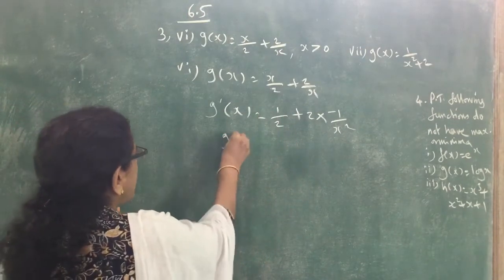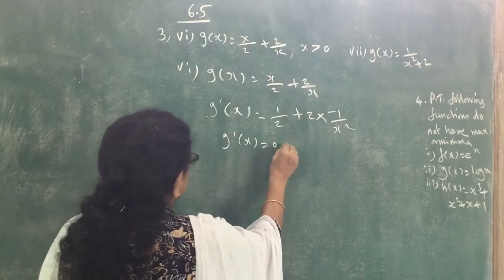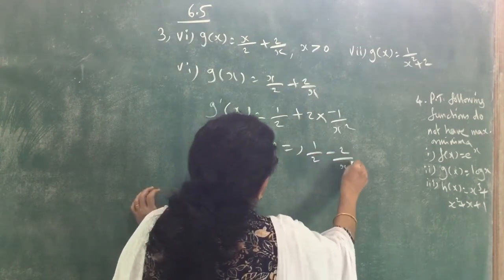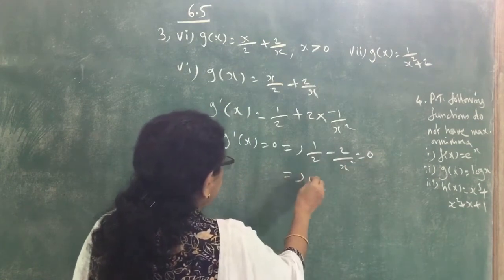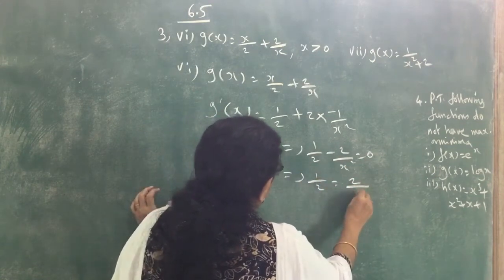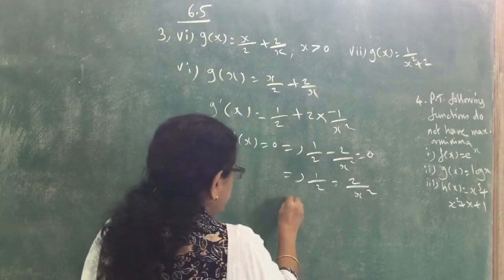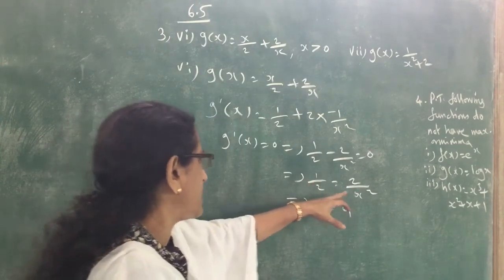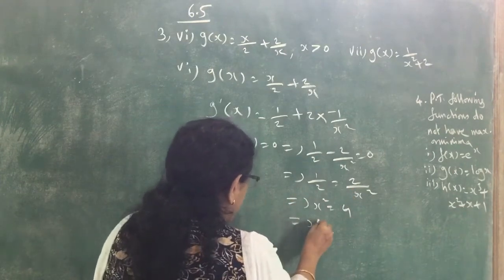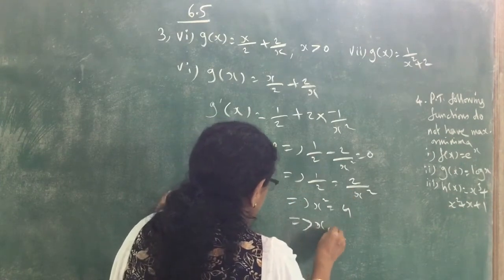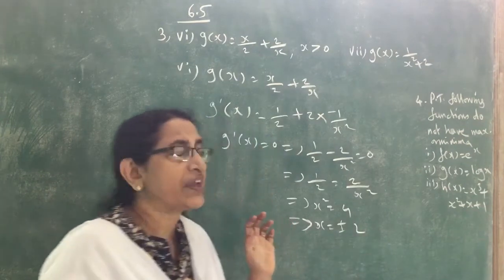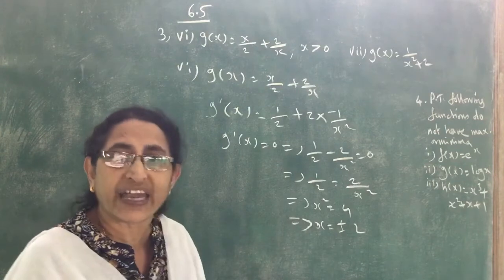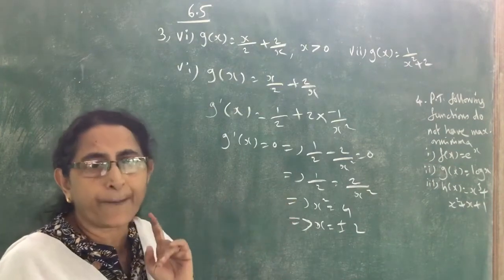So g dash x equals 0 implies 1 by 2 minus 2 by x square equals 0. That means 1 by 2 equals 2 by x square, that is x square equals 4. So x square equals 4 implies x equals plus or minus 2. Now here x is greater than 0, therefore we only have to consider x equals 2. Now there is only one point, x equals 2.